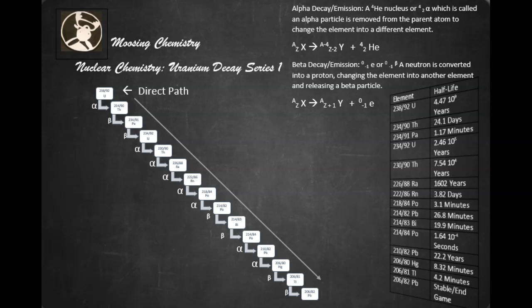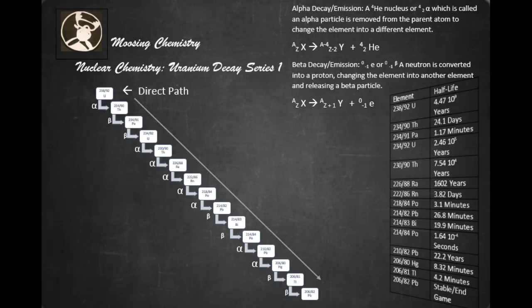This is Nuclear Chemistry, Uranium Decay Series 1. When we were growing up, we were always told that uranium turns into lead through its half-life. And it does. But what they didn't tell us was that it goes through a bunch of different elements to get there.